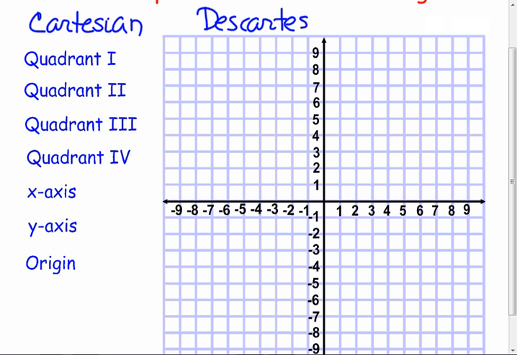Now, I'm going to see if I can do this. Can I slide this? Oh, yeah. Do you remember where quadrant 1 is? Michael, do you remember? It's over here. We start over here, and I really don't know why, but somebody decided that.